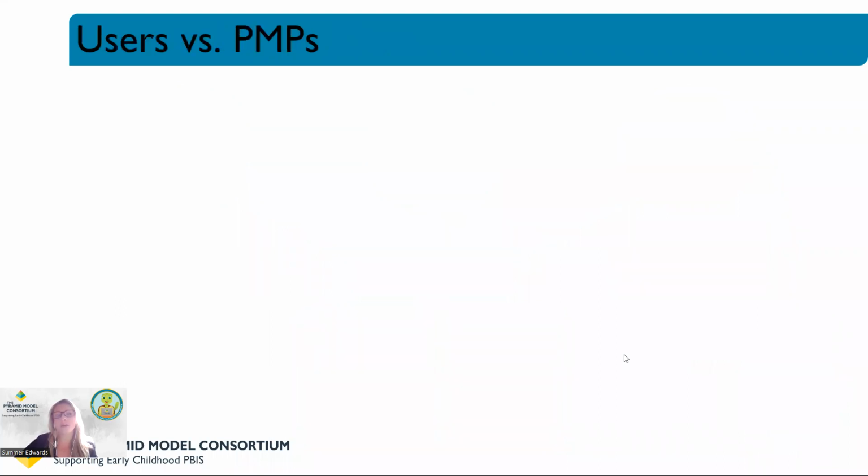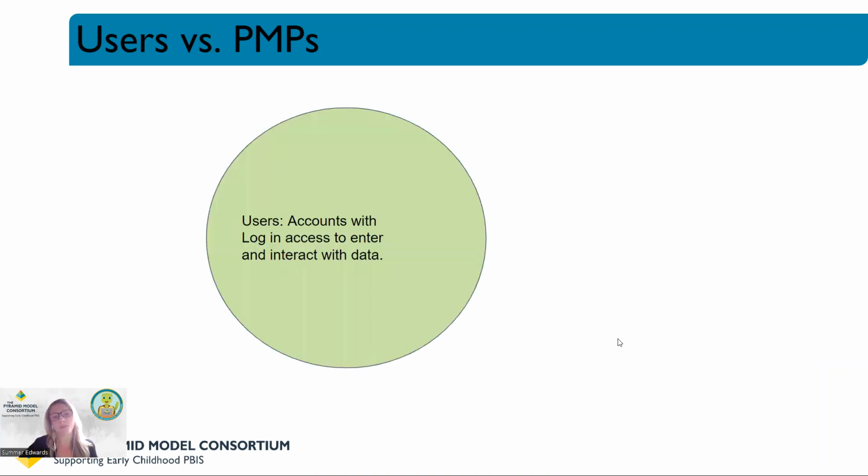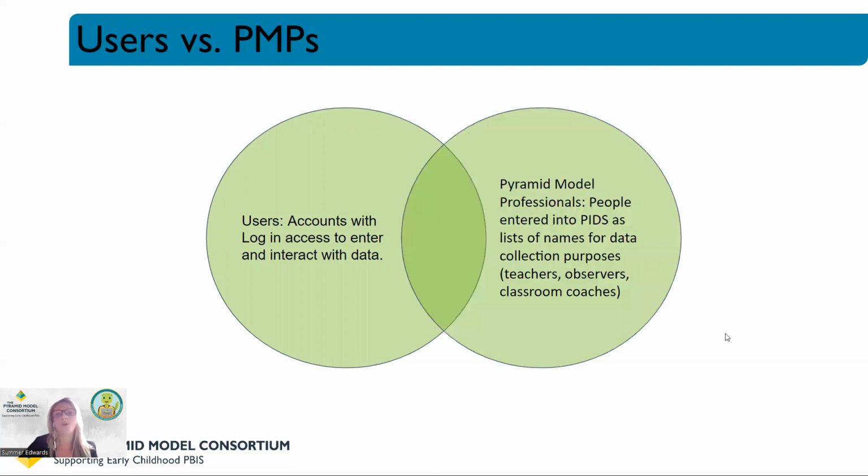So I just want to talk a little bit about the difference between users and pyramid model professionals, because this can be a little bit tricky to understand when you're first getting familiar with PIDS. So users are people who are in the system who have accounts in PIDS. So they have a login username, they have created their password, they have an account to access the system, enter data or interact with data, run reports, so they can actually get into the system and interact with the information that is in there.